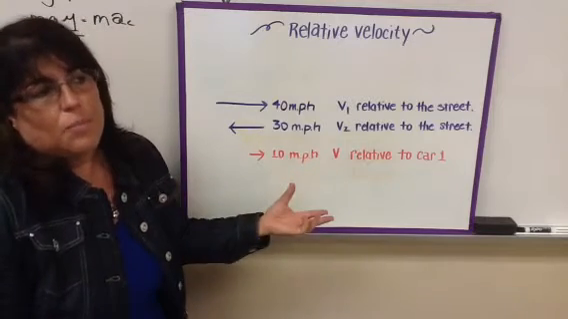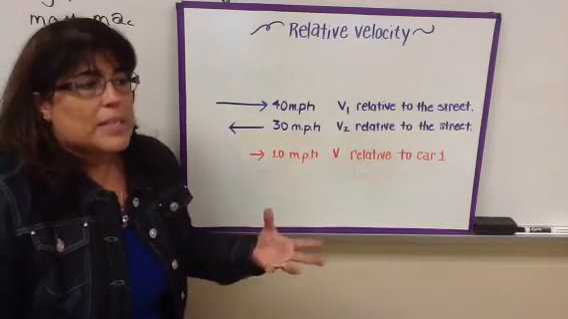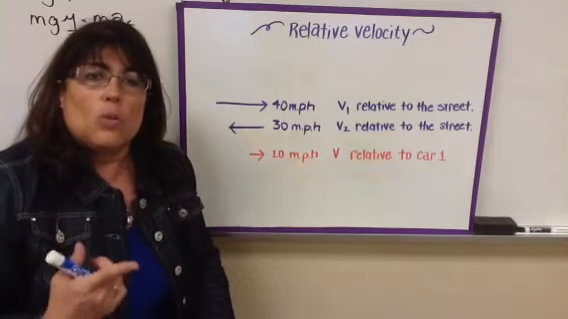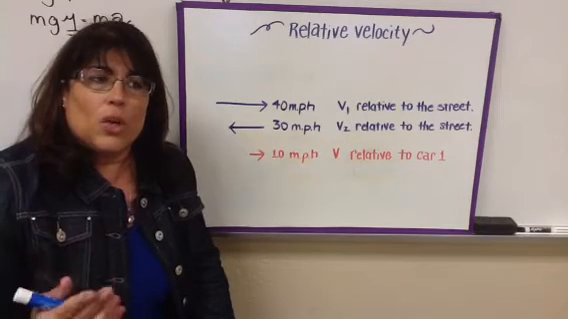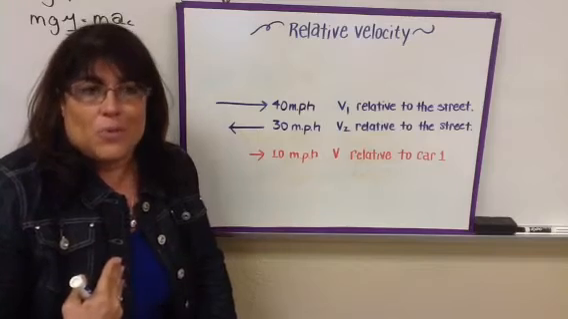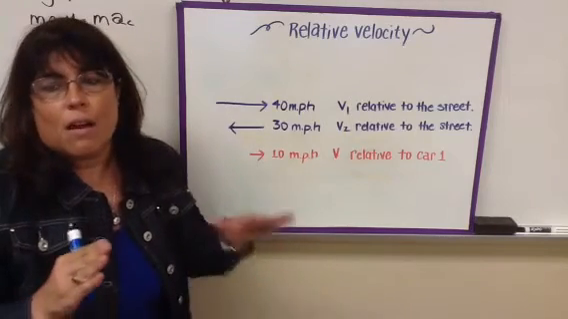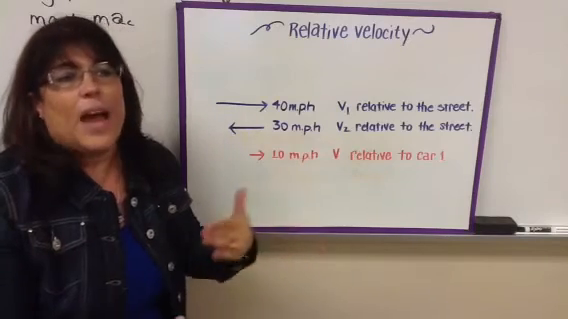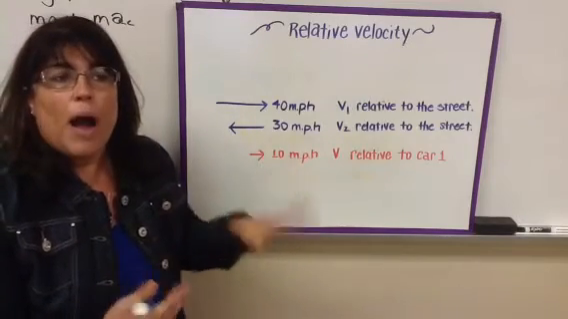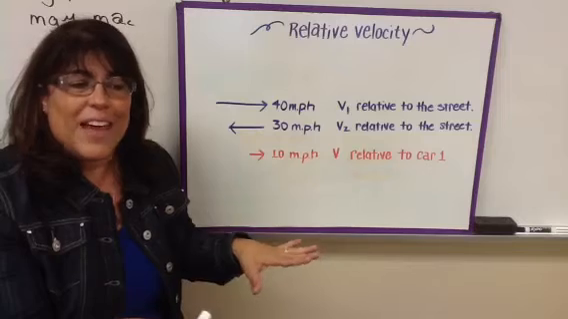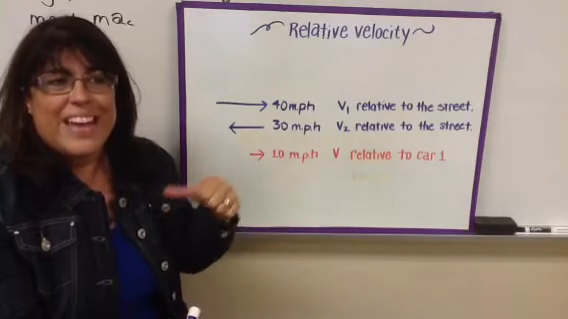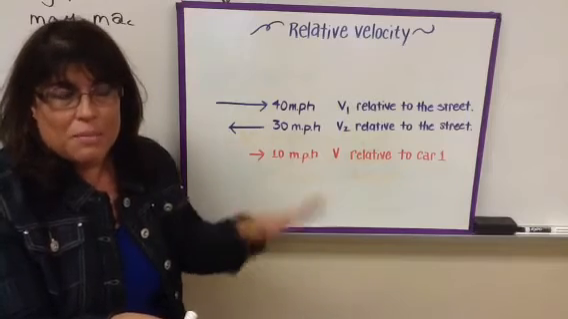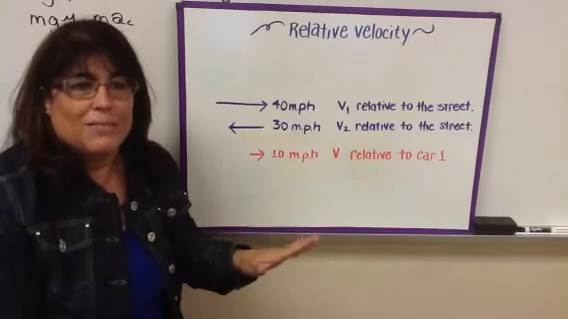Another example: I'll be stopped at a red light and the car next to me will start moving forward, and I'll look over and it'll feel like my car is moving backwards. But in fact, the car next to me is moving forward. It gives me the feeling that I'm moving backwards. So my car, with respect to the car next to me, is actually moving with a negative velocity. The car next to me, with respect to my car, is moving with a positive velocity.